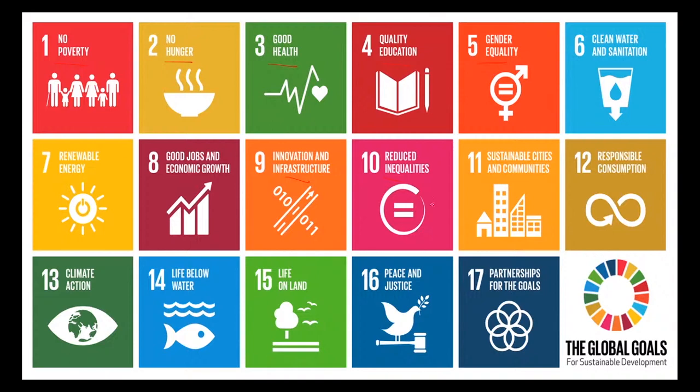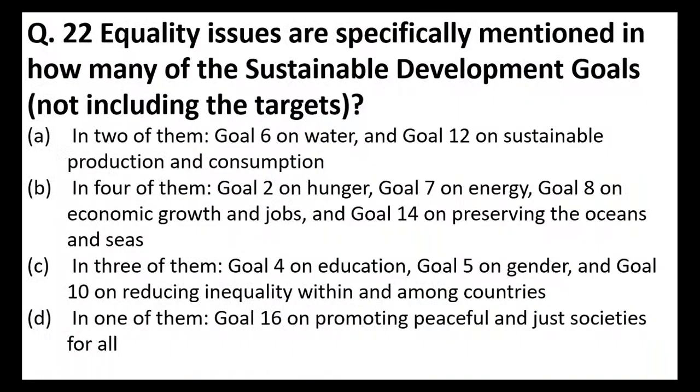Sustainable cities and communities, responsible consumption. It means that even if you have all the energy forms, it doesn't mean that you will just consume everything. We should also keep something for our future generation. So that is responsible consumption. Here we are talking about the atmosphere, climate change, life under the water and on the land. Then peace and justice and global partnership that we have just discussed, in the question where we discussed sports and tournament. So this is global partnership. Equality issues are specifically mentioned in how many of the sustainable development goals?